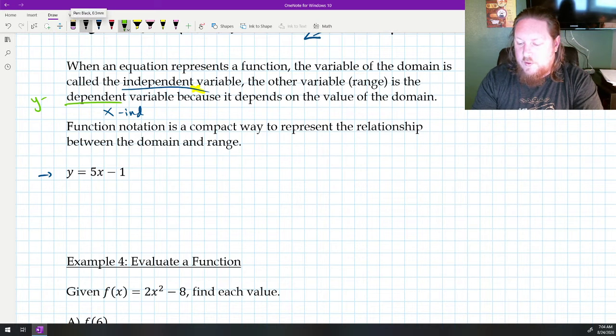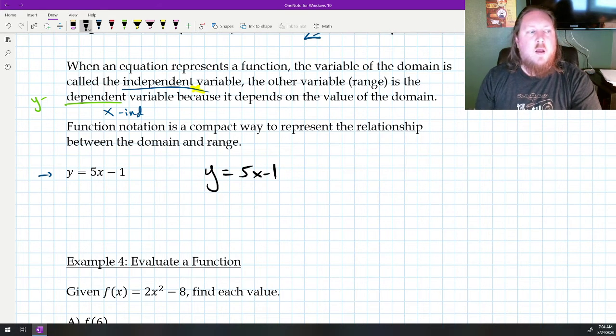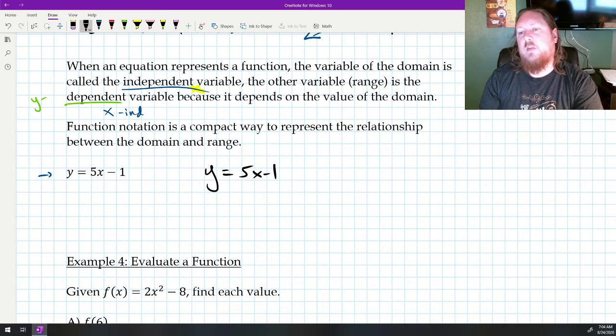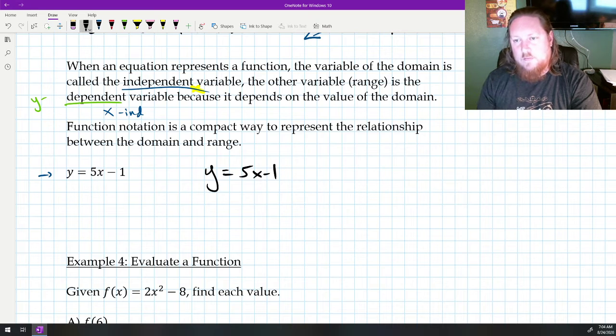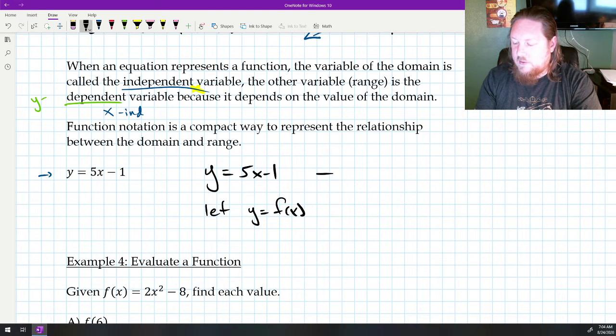We use function notation to take what is a nice, easy to read function and change its format a little bit so that it's more convenient for some things. Here, everyone should be able to graph y equals 5x minus 1 at this point. But if we say, let y equal f of x, it changes this whole function into f of x equals 5x minus 1.